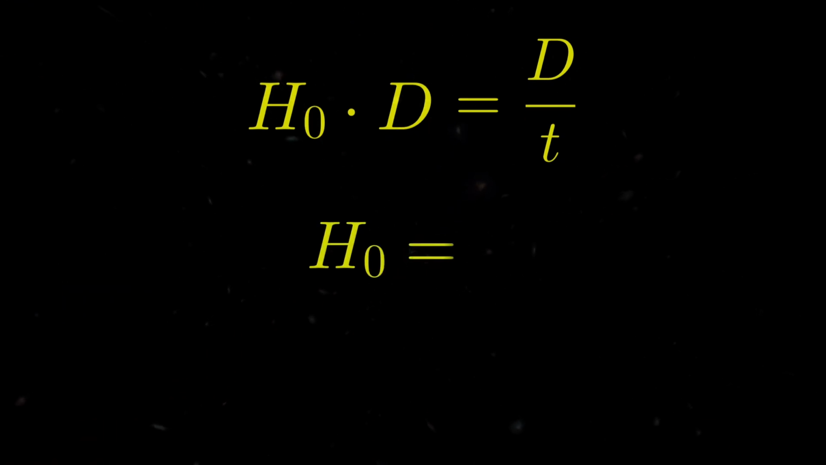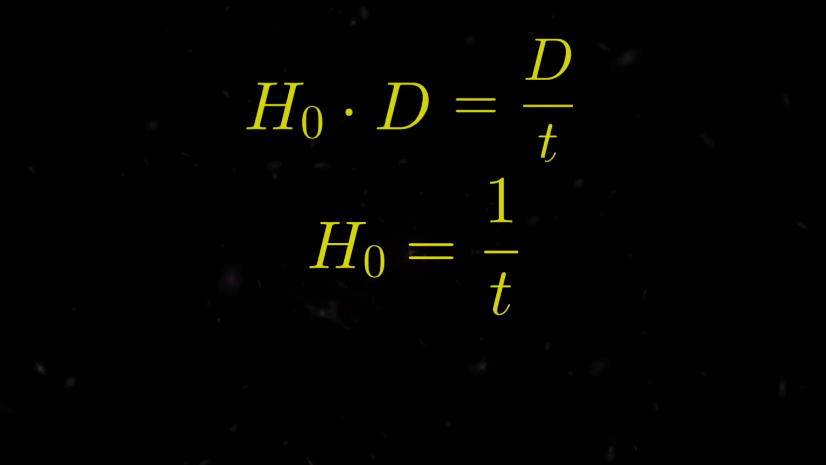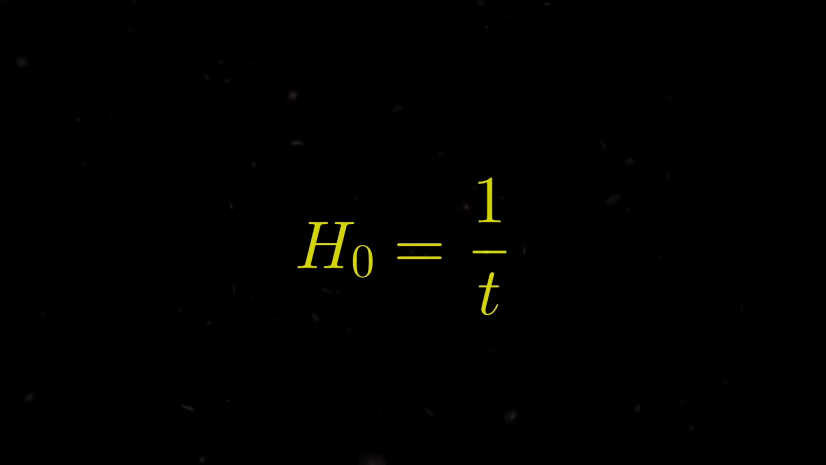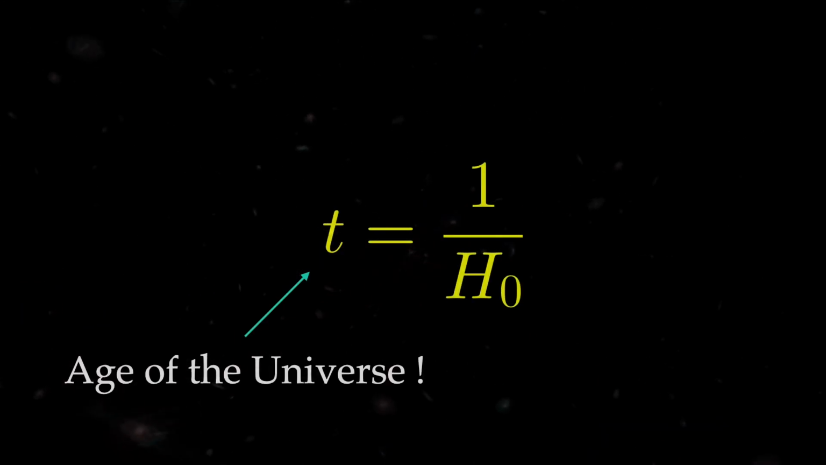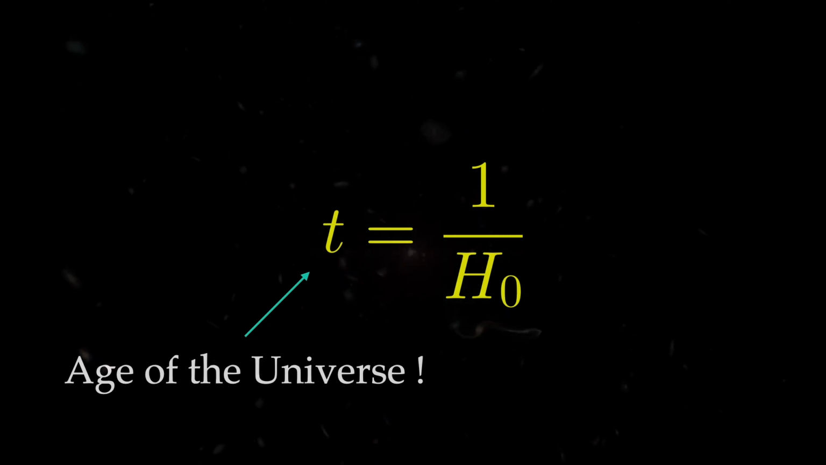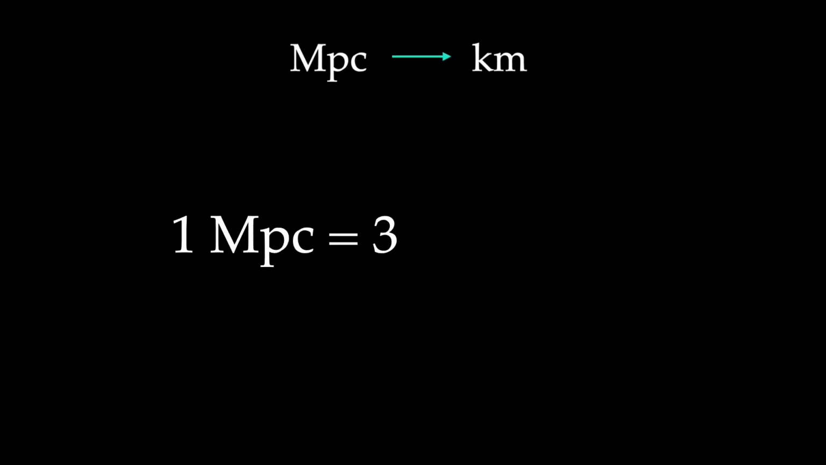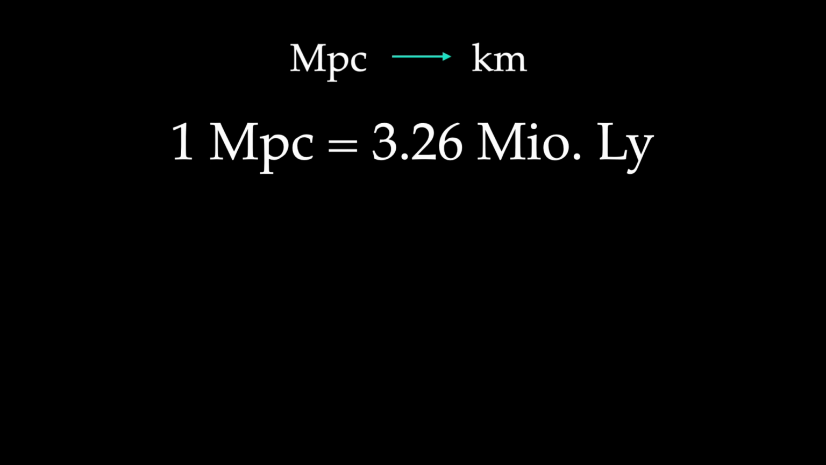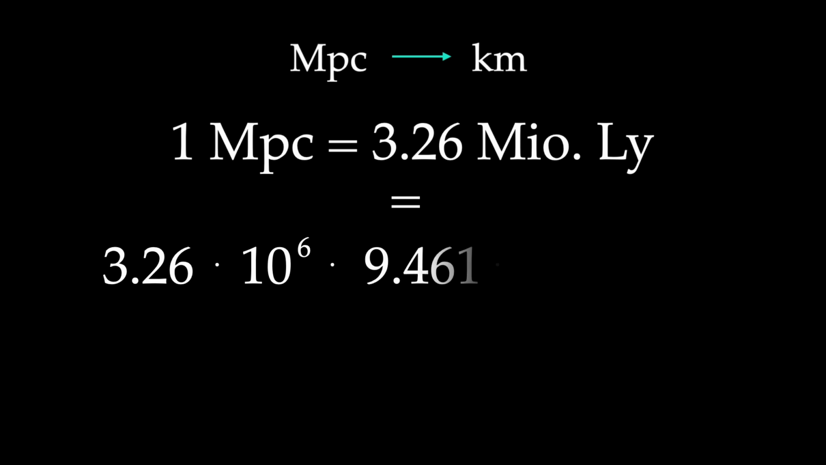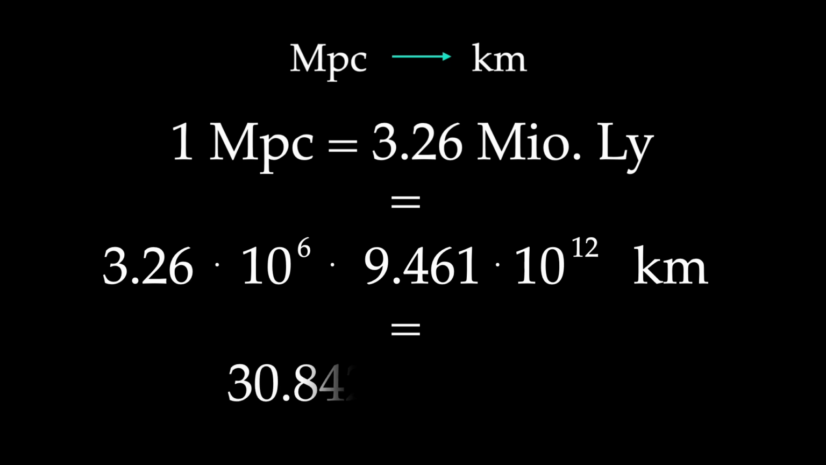The time the galaxies needed to travel from us to where they are now is the inverse of the Hubble constant. We can easily calculate the age of the universe simply by inverting the Hubble constant. We just need to play a little bit with the units. First, we transform megaparsec to kilometers. 1 megaparsec is equal to 3.26 million light years. This is 3.26 times 10 to the power of 6 times. Now we convert the light years into kilometers, which is 9.461 times 10 to the power of 12 kilometers. And this eventually will give us 30.842 times 10 to the power of 18 kilometers.